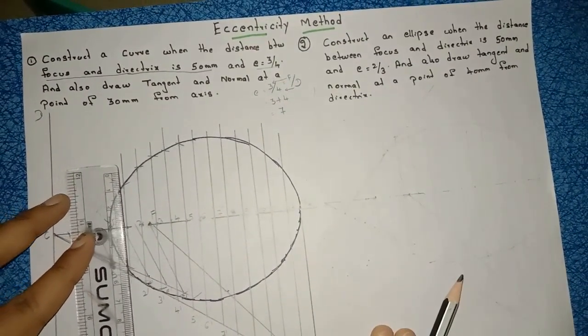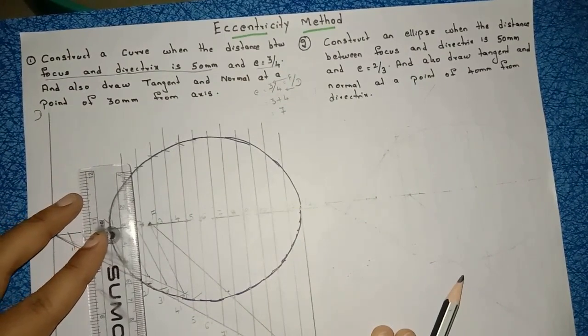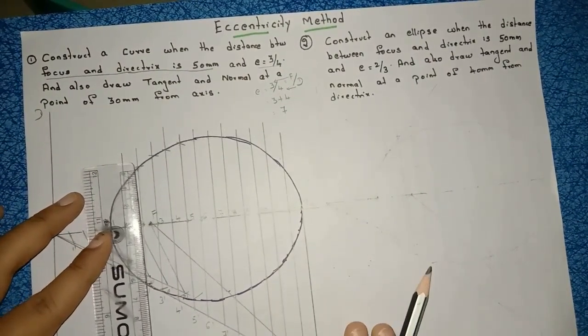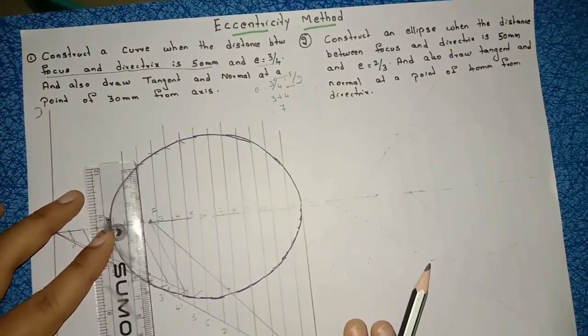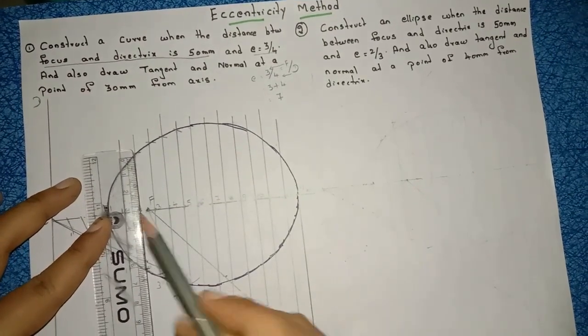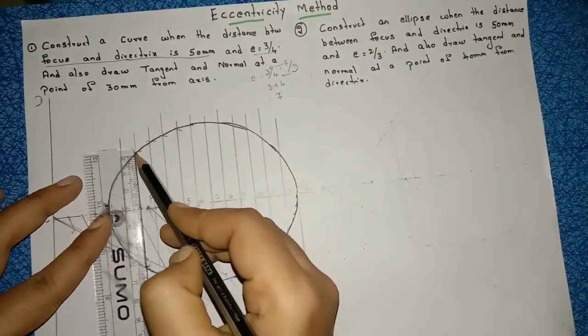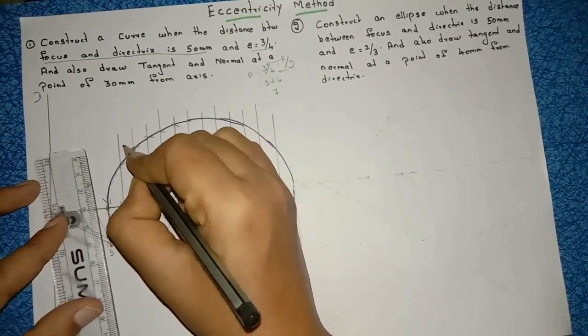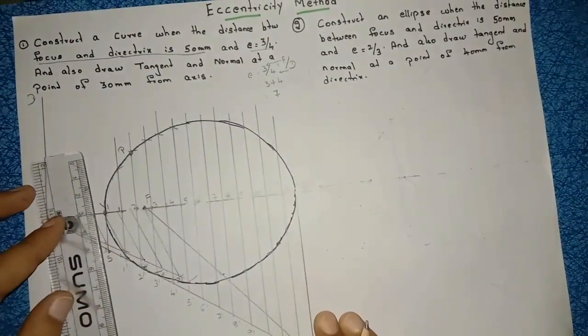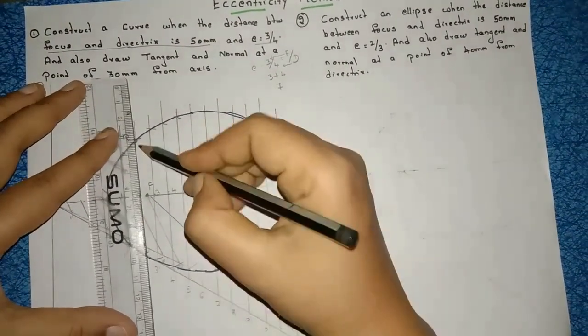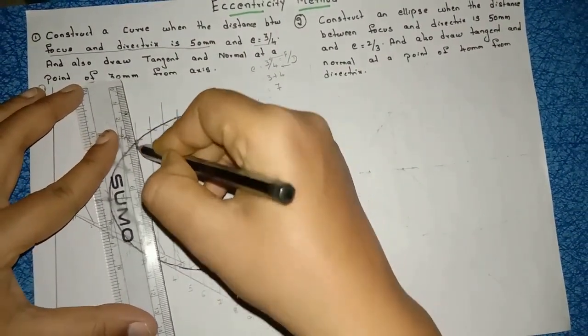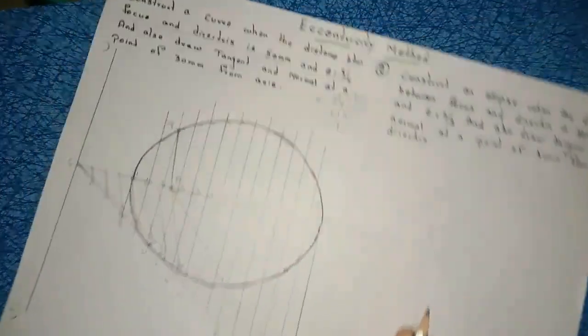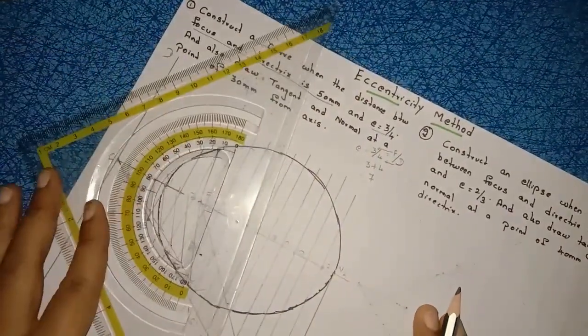Just move your scale like this. 30 mm should be on the axis line only. Just move your scale like this. Right? Now you see 30 mm and here 0 mm. So this is the point. Name this point as P. Right? Now join this P to F. Join P to F.